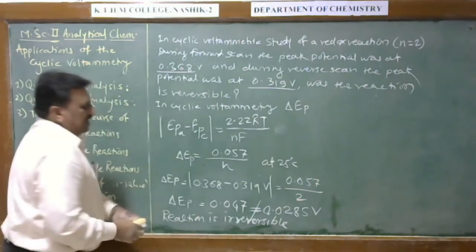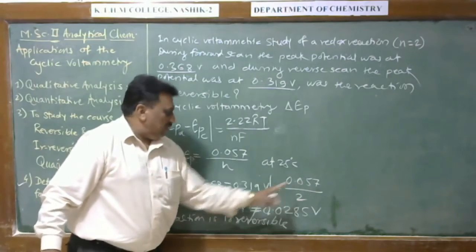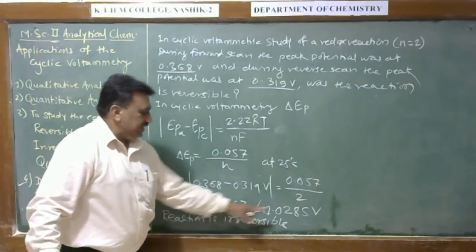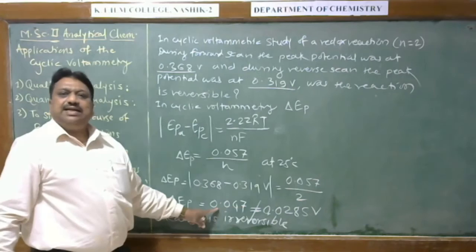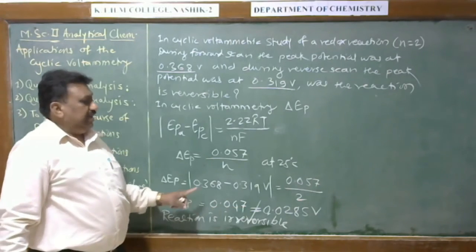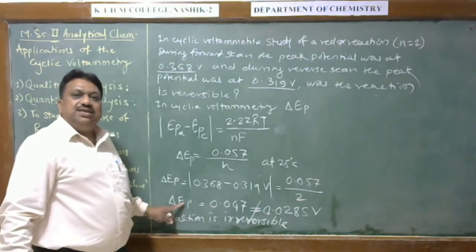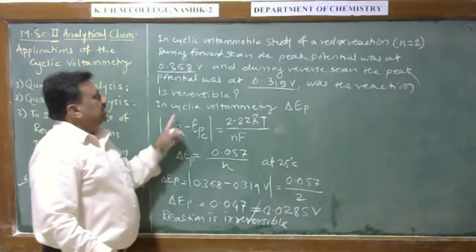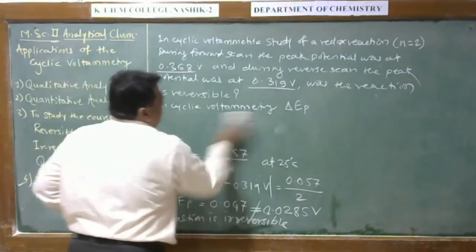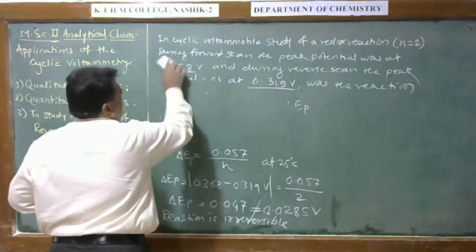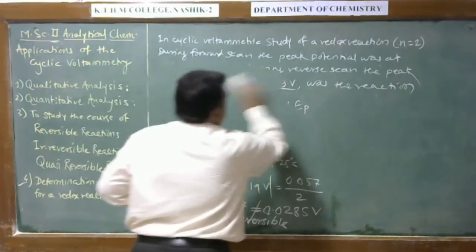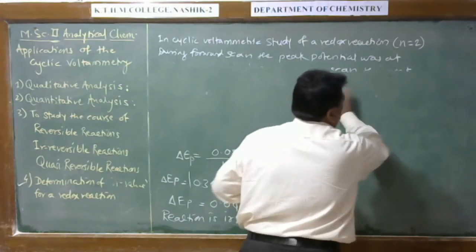If we have this value equal to 0.047 here, then we can say that reaction is reversible. But here this value does not match, therefore reaction is irreversible. Similarly, cyclic voltammetry can be used for determination of N value of reaction. We can solve a problem.